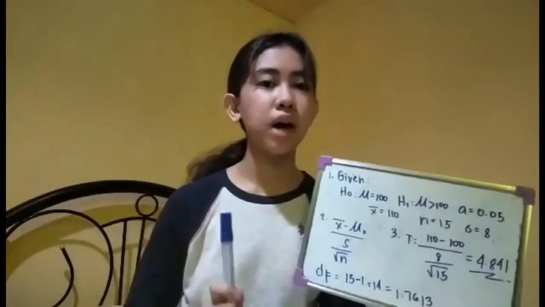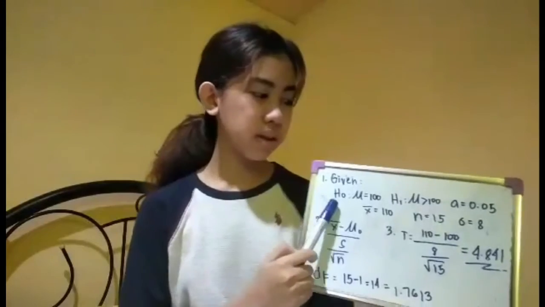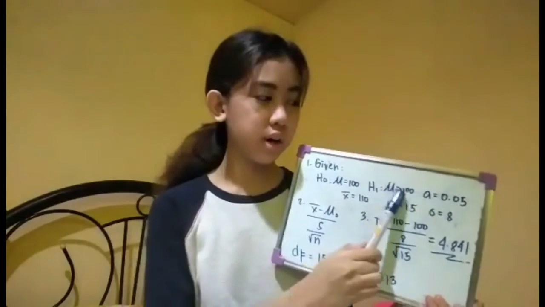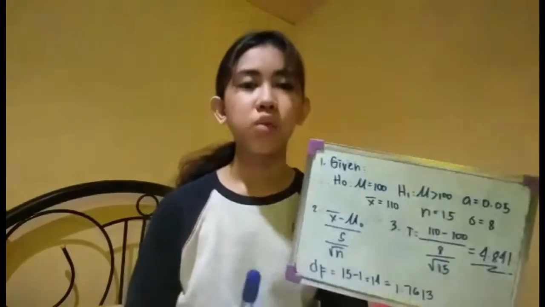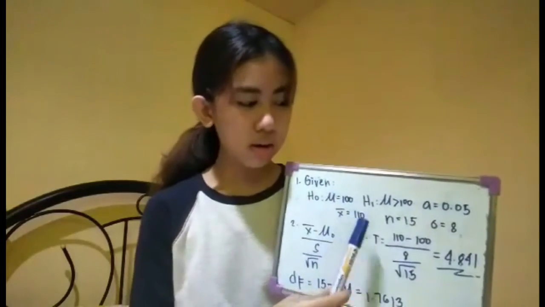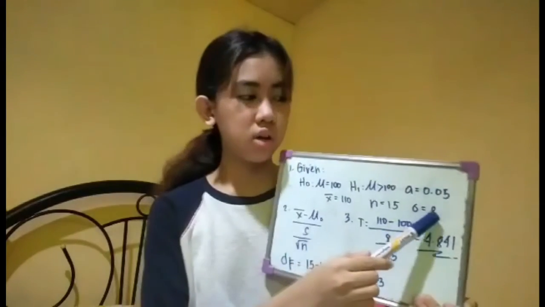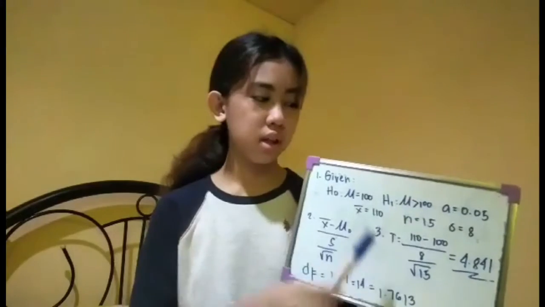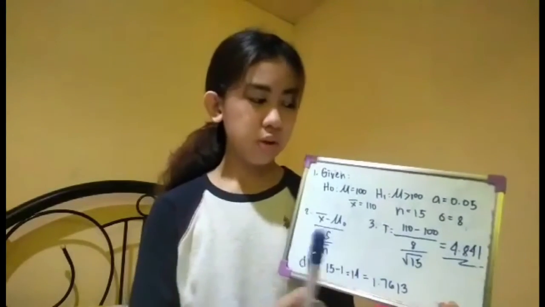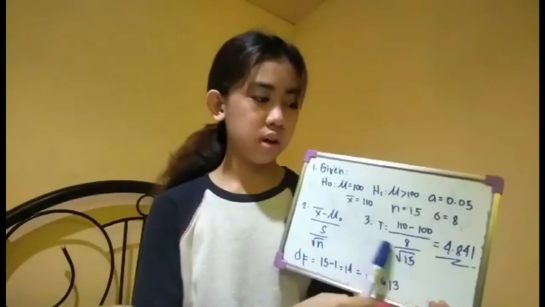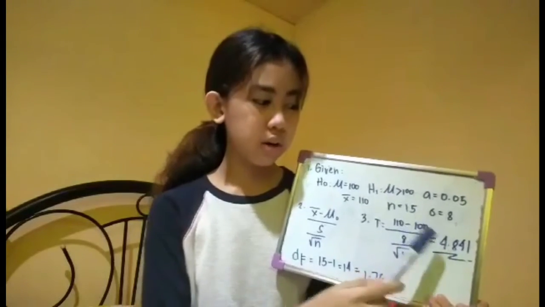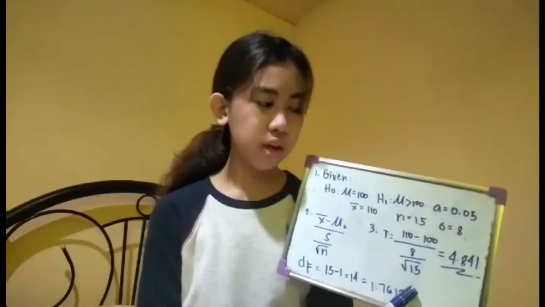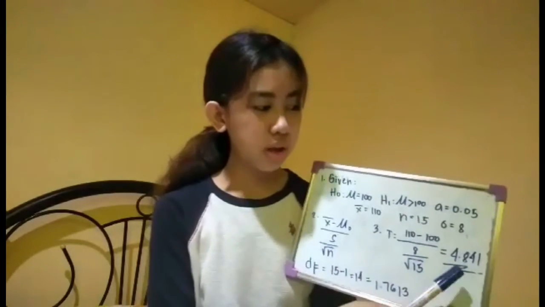Lastly, for item number 5, we have to conduct a t-test with the null hypothesis as mu equals 100, the alternative hypothesis as mu greater than 100, and the alpha as 0.05. We also have the sample mean as 110, the sample size as 15, and the standard deviation as 8. Second, we need to use this formula, since we determined that our sample is small. Third, we will substitute our values into the formula, which is 110 minus 100 divided by 8, then divided by the square root of 15, which all results in 4.841.